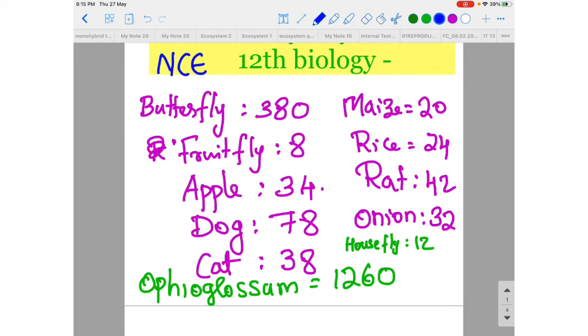So students, if you study the chromosome numbers of all these organisms, you can do a lot of problems related to endosperm ploidy, chromosome number in endosperm, embryo like this.